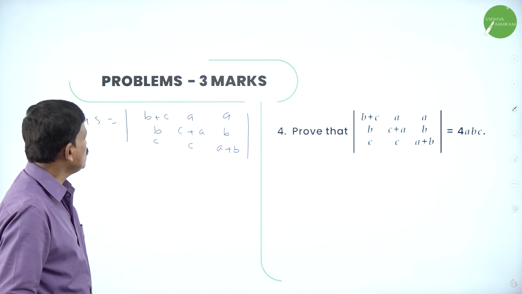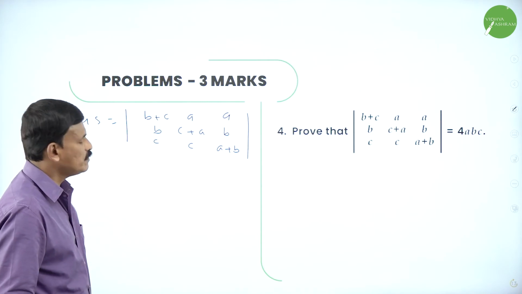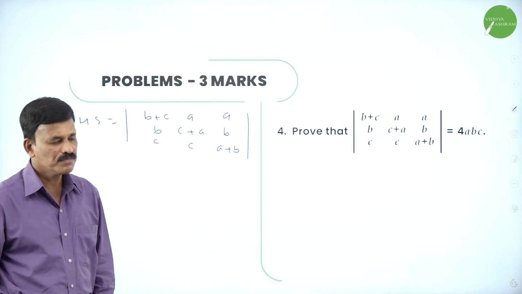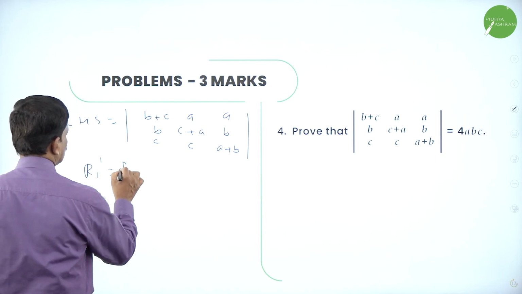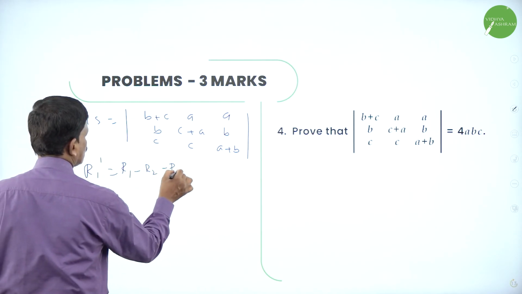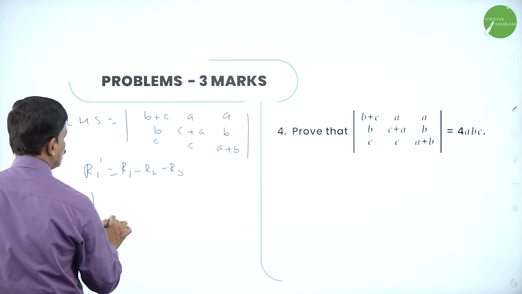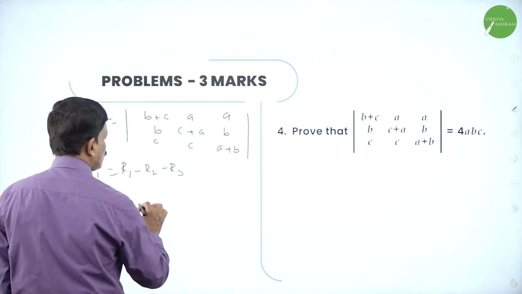B plus C, B, C, A, C plus A, C, A, B and A plus B. Now let us take R1 dash. R1 dash is equal to R1 minus R2 minus R3. Let us subtract this. So the first, second row and third row are same.